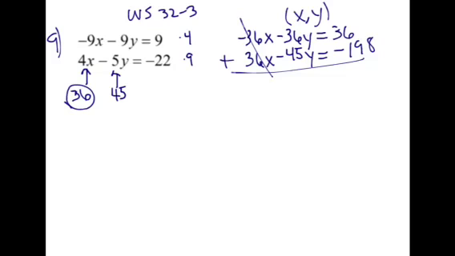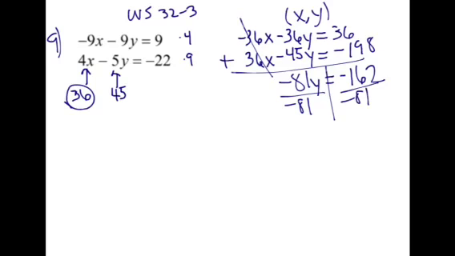Now, when the 36's cancel, now we look at the y's, we're going to end up with negative 81y. And on the other side, those are different signs, so subtract, we'll end up with negative 162. Big numbers, but still one step. Divide by negative 81, and y equals 2. Final answer, we now have the y. Same as all the rest at this point.